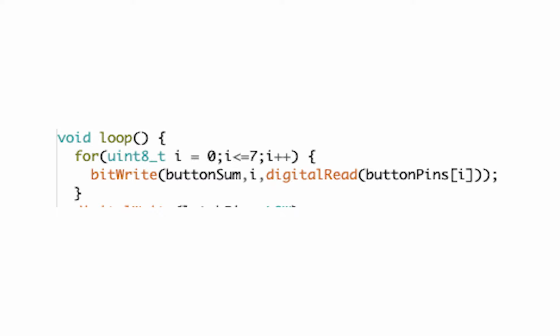The first part of the void loop is the for loop. This for loop loops 8 times, once for every button. Inside the for loop, the function bit_write is called. This function writes a high or low to a bit in a variable. The variable that is used is the variable that was initialized to display on the bar graph.